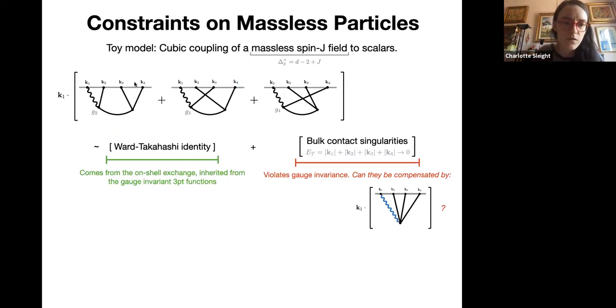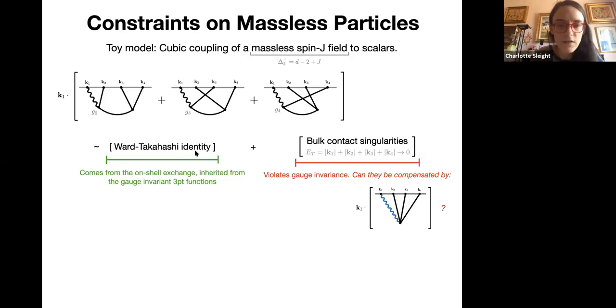To explore the constraints coming from gauge invariance, you take the full exchange amplitude, so the sum of the S, T, and U channels, and you contract with the boundary momentum K1 associated to the external massless spin J. So you project onto the longitudinal components. So what do you get if you do that? First of all, you get a term that gives you the right Ward-Takahashi identity. This is in fact inherited from the Ward-Takahashi identity that we saw on the previous slide at the 3-point level, because this is generated by the on-shell exchange, which we know factorizes into these constituent 3-point contact diagrams, one of which is the gauge invariant 3-point function that we just considered.